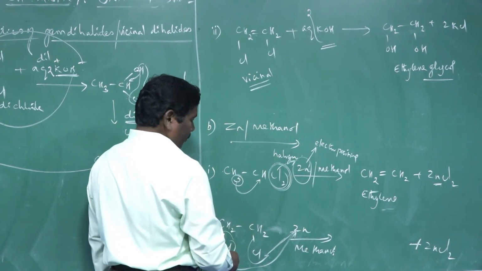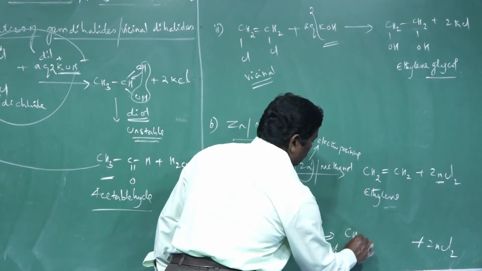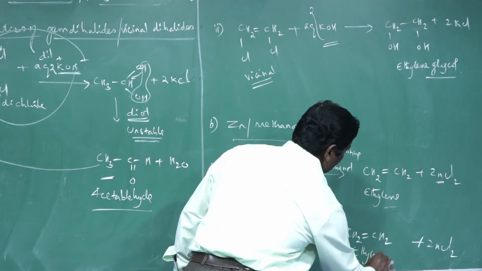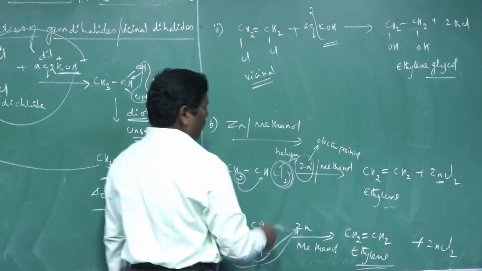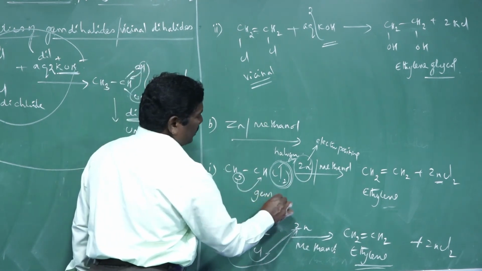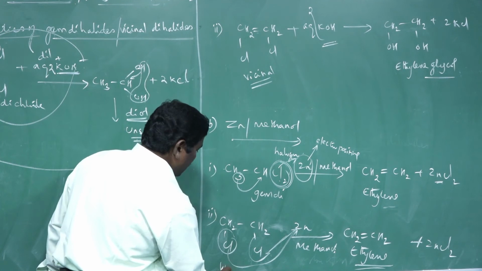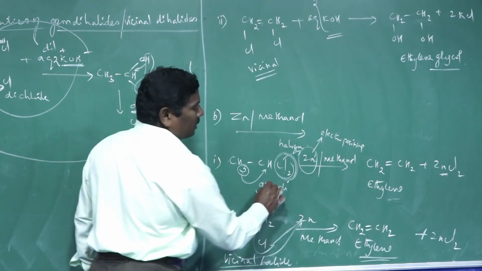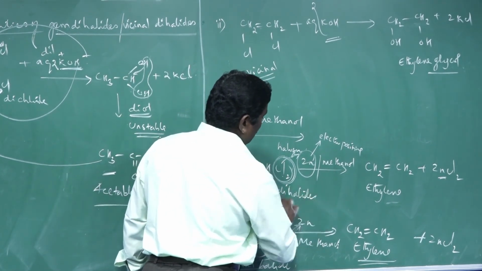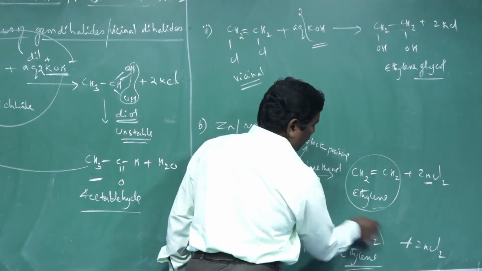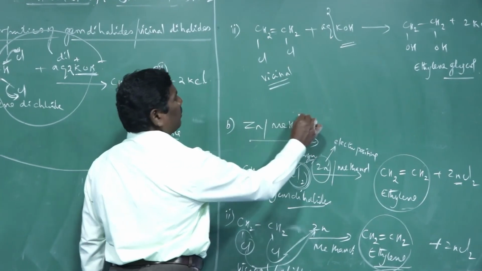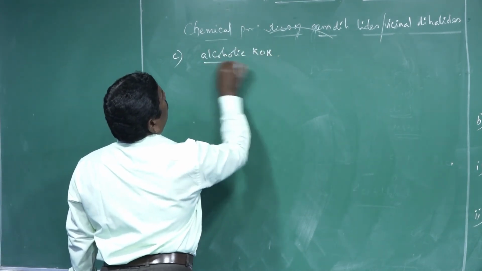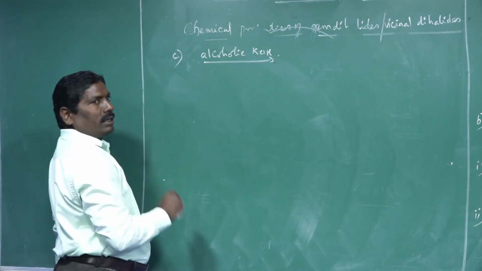Now what is remaining? Actually here, CH2=CH2, this is called ethylene, you know that. In both gem dihalides and vicinal dihalides, both are giving the same ethylene gas in the case of zinc in methanol. KOH is what we are taking here for this reaction.